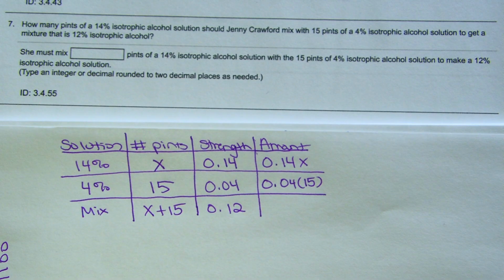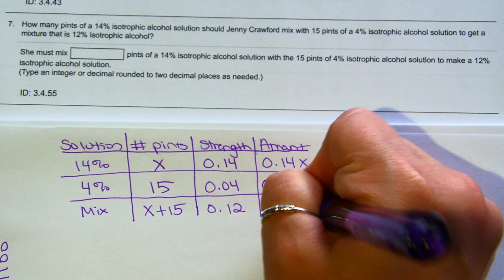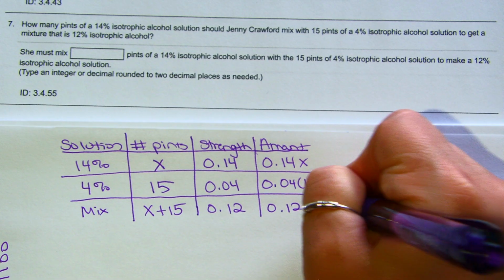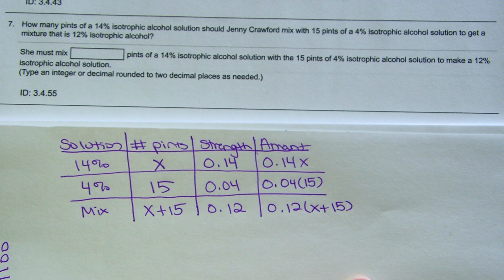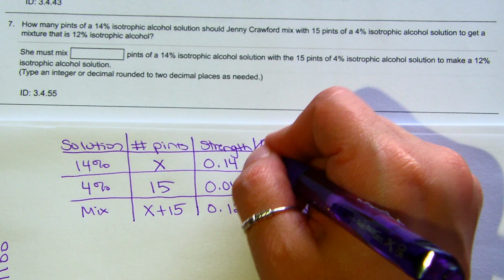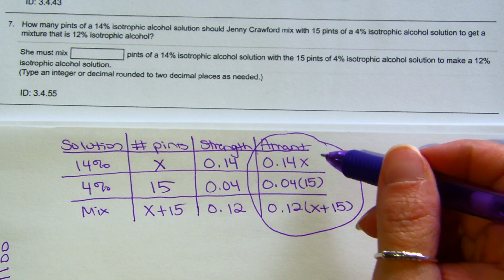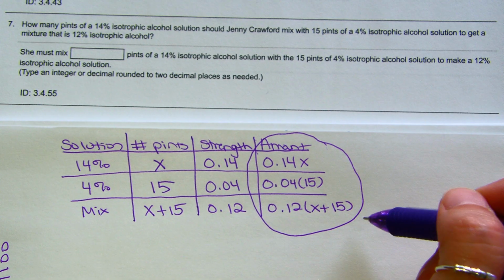I do that when I actually write it out as a full equation down here. Because remember, if you take the time to do your table, your equation is going to be this last column. We have the amount of our 14% plus the amount of our 4% will give us the amount of our mixture. So that's what I'm going to write. I'm going to have 0.14x plus 0.04 times 15 equals 0.12 times (x plus 15).